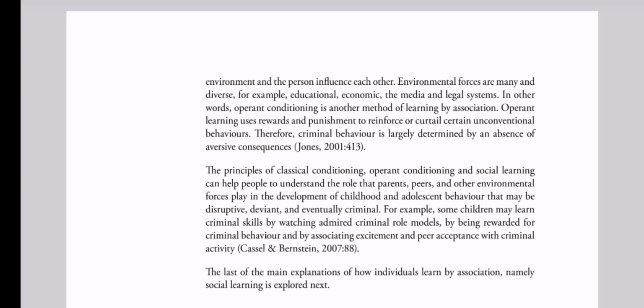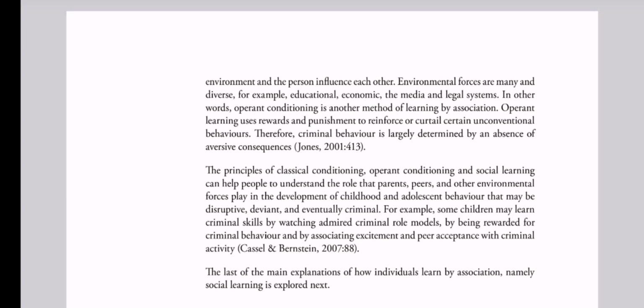Environmental forces are many and diverse. For example, education, economic, the media, the legal system. In other words, operant conditioning is another method of learning by association. Operant learning uses rewards and punishment to reinforce or curtail certain conventional and unconventional behaviors. Therefore, criminal behavior is largely determined by an absence of aversive consequences.